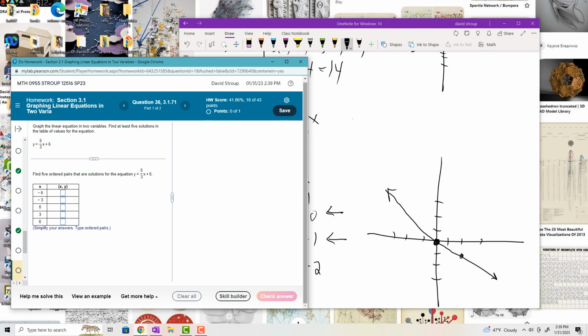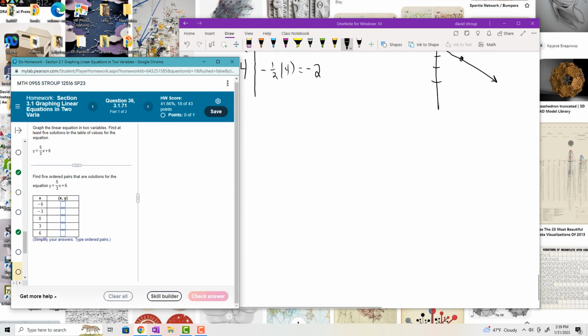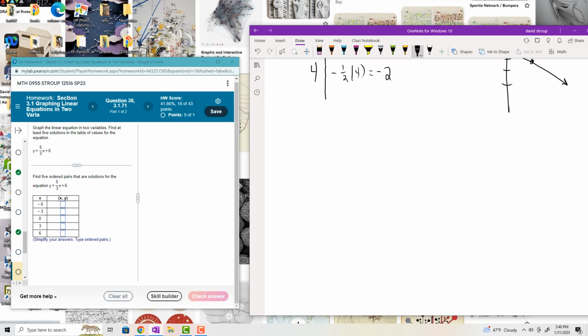Another fraction. So let's try this one. Again, see how they chose the x values. They're just multiples of that denominator that you see in the equation. So what is this, 36? Okay, so the equation y equals 5/3 x plus 6, and our table.